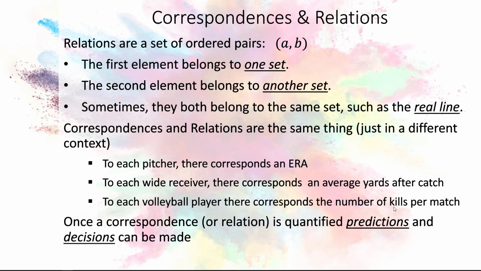of kills per match. Now, once these correspondences are defined, and they could be defined using an equation, they could just be defined using a mapping, just an arbitrary mapping between the input, which would be a volleyball player, and the output, kills per match. I don't think there would be an equation that could define that for each volleyball player. But once they are defined, and however they are defined, one can make predictions and also decisions based upon those relations.